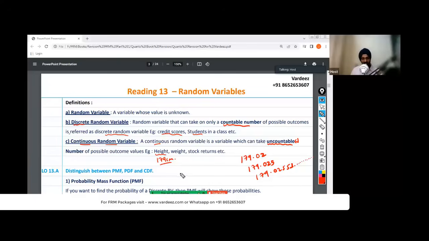So these kinds of variables like height, weight, the stock returns in percentage. I can say that I got a return of 10% or 10.5%. But ideally, if I write it down, I can have n number of decimal values. And once I have that, I would say that particular variable is a continuous random variable.